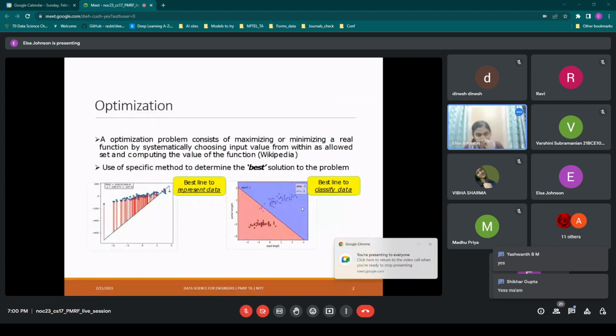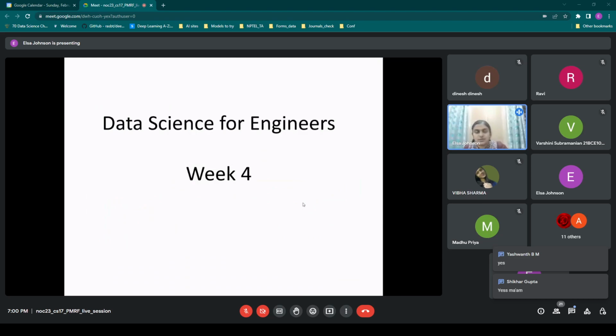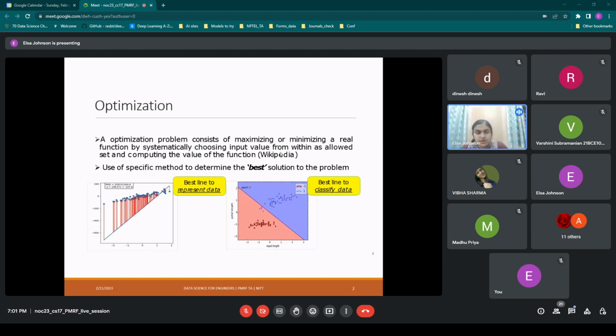So, first of all, we'll start with the theory part of optimization. In this week, your assignments will be for solving problems on certain optimization problems, and then you can try doing those problems in R. Okay. So, what do you mean by optimization?